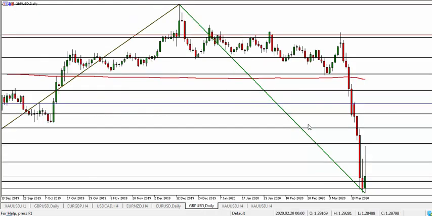What is now happening in GBP in the daily time frame? In the daily time frame, the price, after a very big downside movement, for example, this is 1, 2, 3, 4, 5, 6, 7, 8, this is the eighth red candle without any bull candle. Just last Friday we had a good bullish candle.